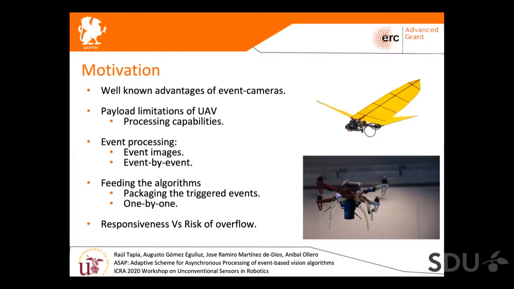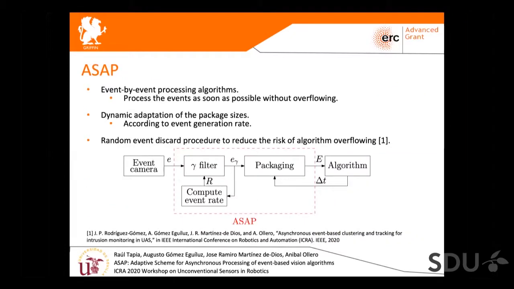What's the problem with this? Imagine that we have an event by event algorithm that has already processed all the events of the last package. It will not be able to process any more events until the next package has arrived. Conversely, if all the events are sent one by one, there is a risk of overflowing the system. So the proposed approach tries to manage this issue by adapting the package sizes dynamically.